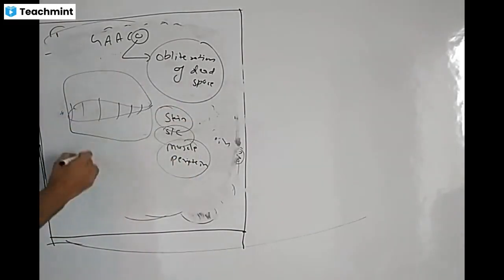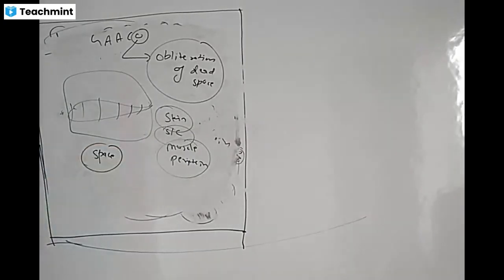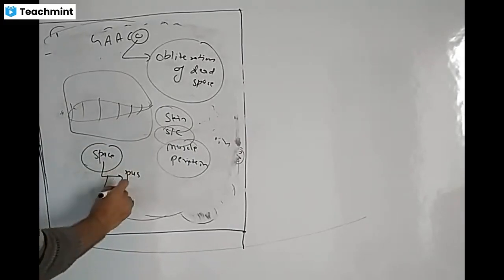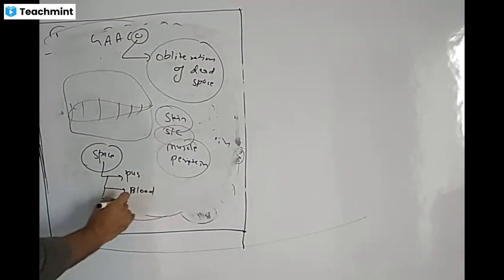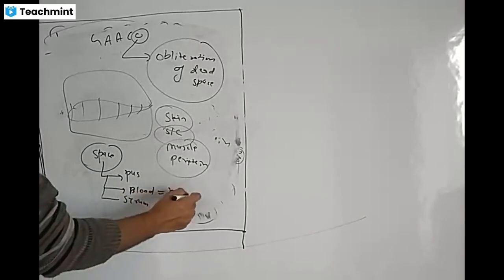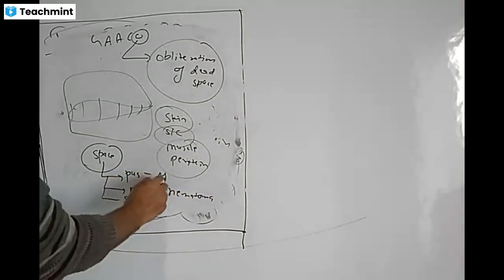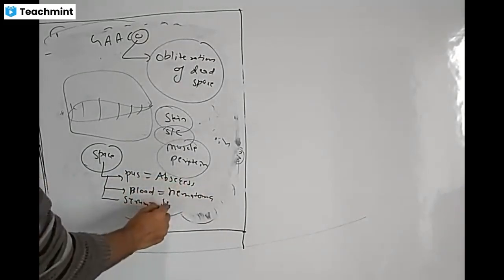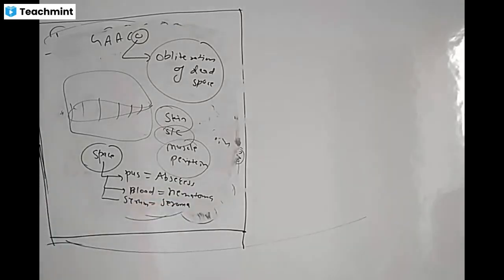During this closure, if we leave some space, that space in future may accumulate pus, blood, or serum. This accumulation of blood is called hematoma. And this accumulation of pus is called abscess. And this serum is called seroma.